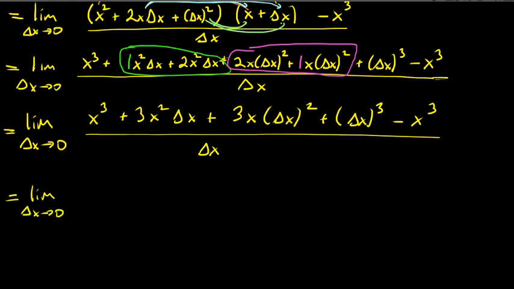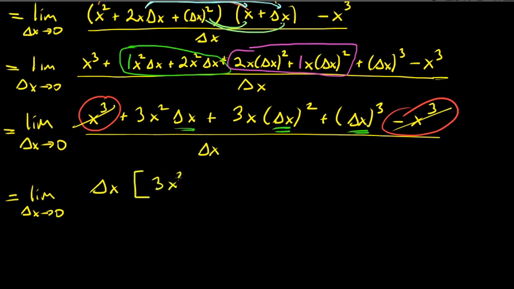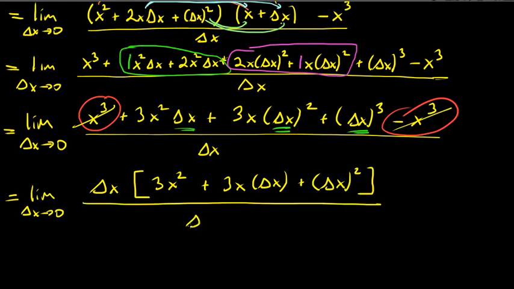Okay, so what can we do? If you notice, we have x cubed minus x cubed. Well, that's just 0. That just adds up to 0, so these cancel. Now, every other term that's in the numerator has this delta x in it. It's a common factor. So we can factor out the delta x and multiply by 3x squared times 1, plus 3x times delta x, plus delta x squared, all divided by delta x.